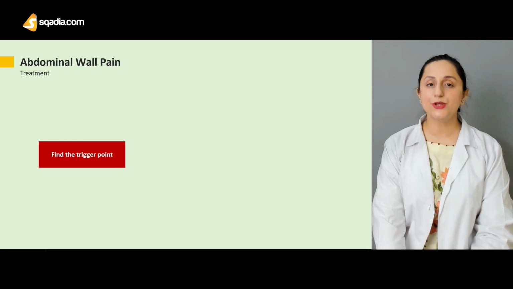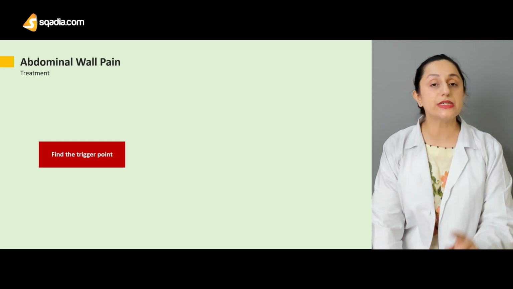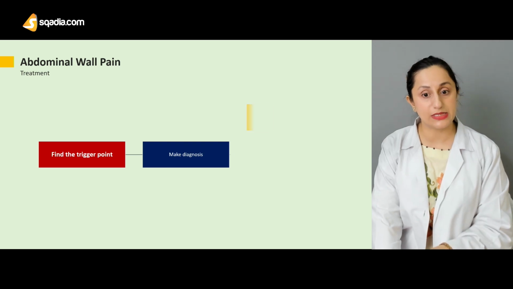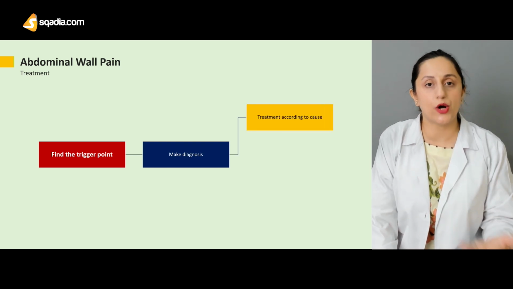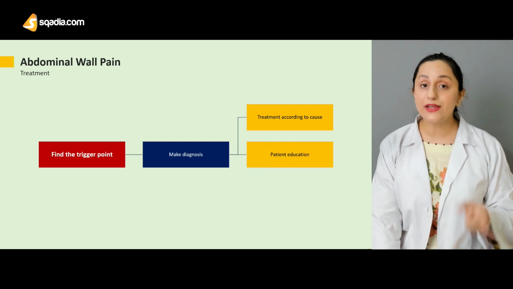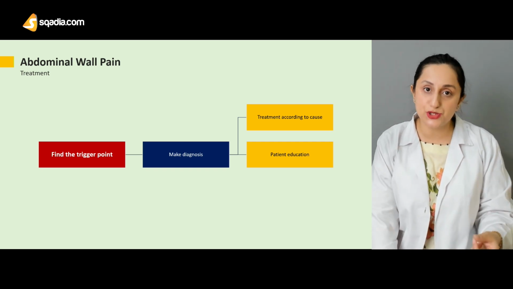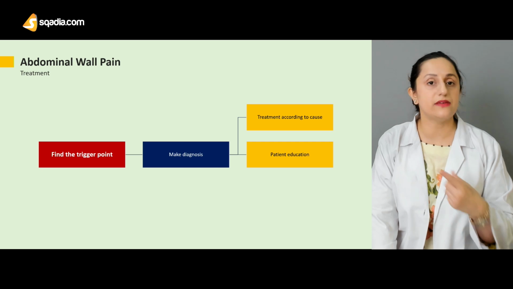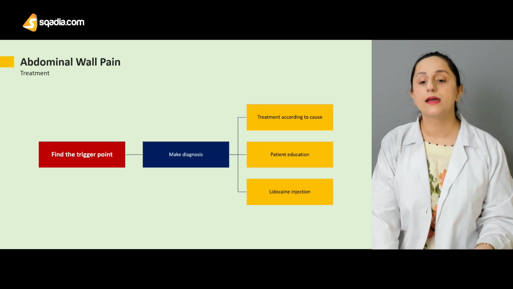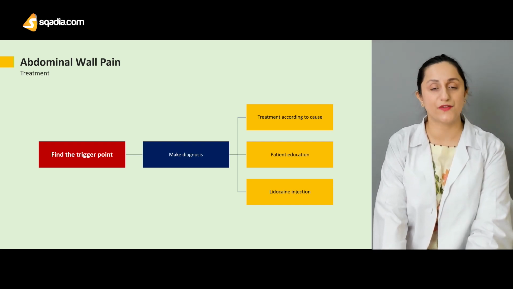Now the treatment, how do you design a treatment for the abdominal pain and all of these miscellaneous causes? You first find the triggering point, you move towards narrowing down the diagnosis, and then treat accordingly. Whatever the cause is, you have to alleviate that cause. One of the major factors over here is patient education. So you educate the patient, or if it's the caretaker, you can even educate that caretaker or the mother or a close relative as well. Lidocaine injection is very important in alleviating the symptoms of abdominal pain.